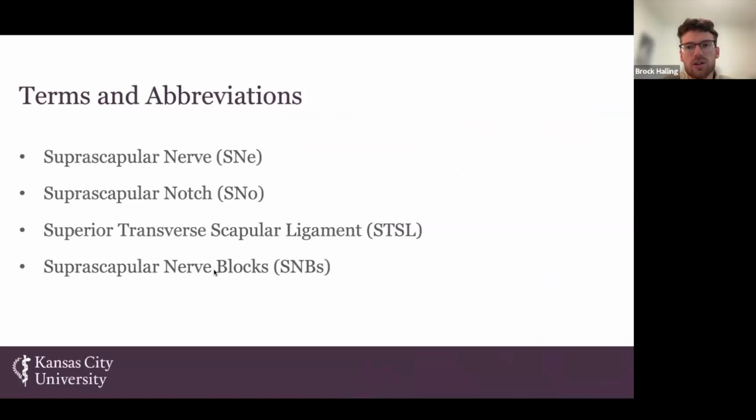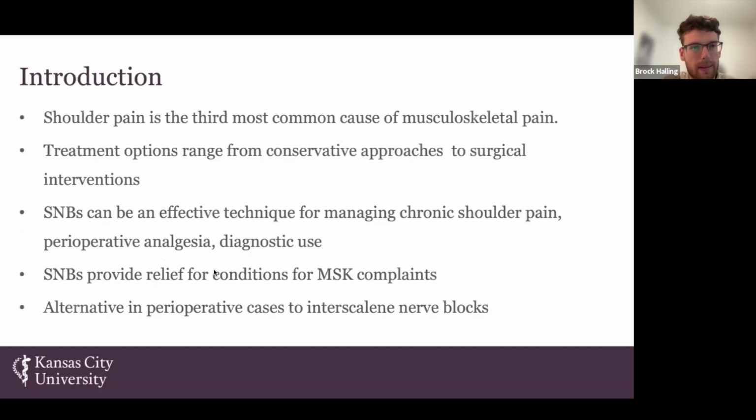Here are just a few terms and abbreviations that will be on the presentation for you to familiarize yourself with. I'll give you just a second to read over them, and let's move on.